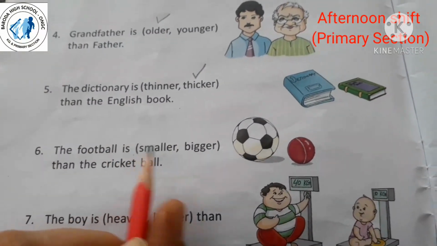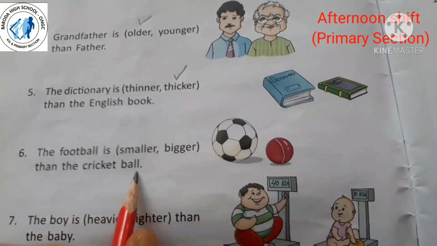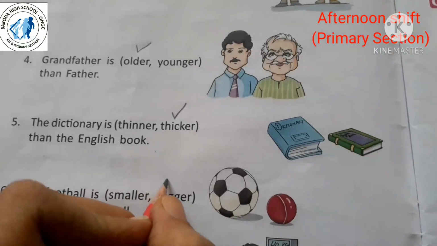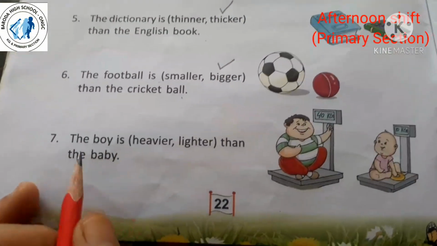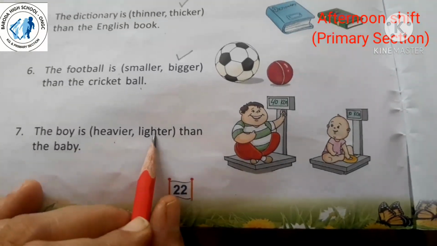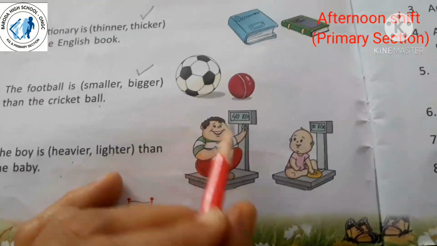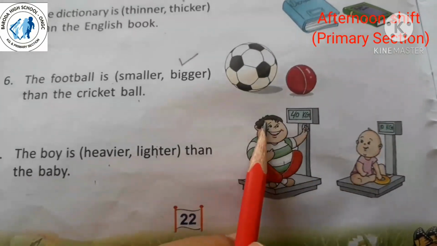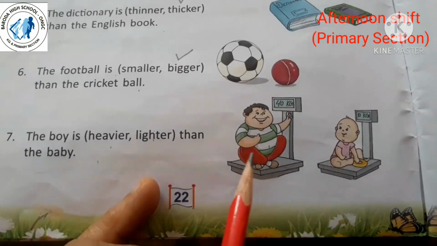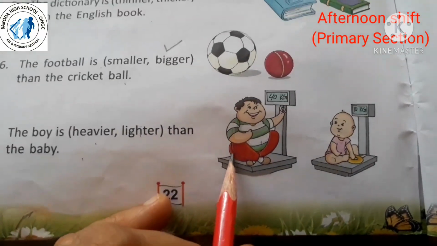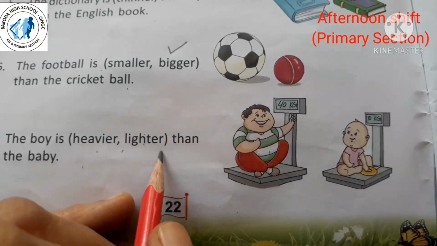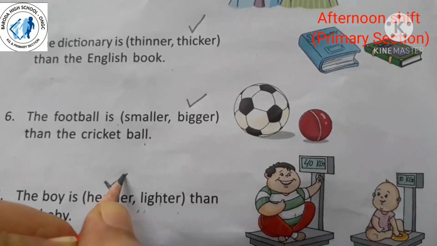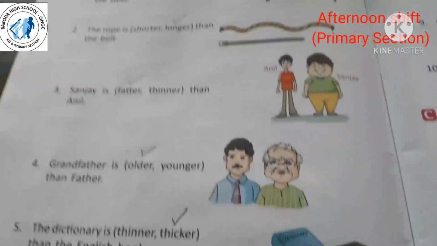The football is smaller or bigger than the cricket ball? Football is smaller or bigger than this ball? Bigger. Okay, very good. The boy is blank, heavier or lighter than the baby? This is the boy and this is the baby. So whose weight will be more? Boy or baby? Boy, right? So the boy is heavier or lighter? The boy is heavier. Okay, so this is our first exercise. I hope you understand, right?